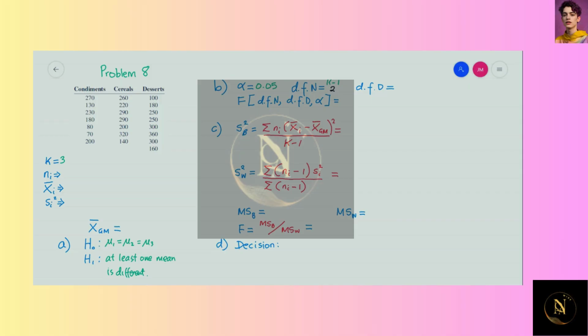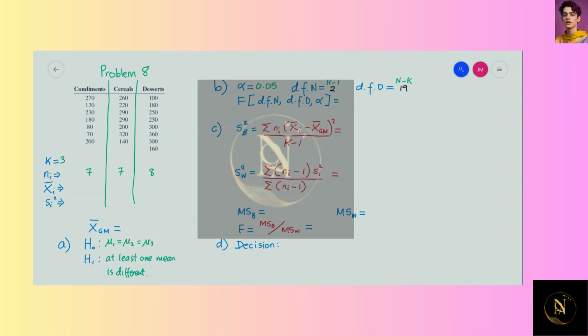For the denominator, we need n minus k degrees of freedom. So we need to know n, which is the total sample size, and we can do so by adding all the sample sizes for the individual groups. For the first group, the condiments, we have a sample size of 7. Cereals have a sample size of 7. Desserts have a sample size of 8. And that gives us a total of 22. So n is 22 and k is 3. So 22 minus 3 gives us 19.